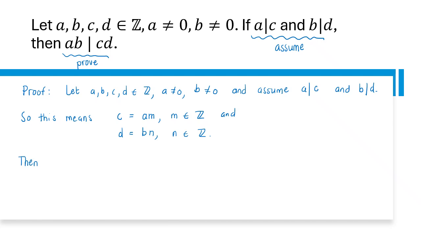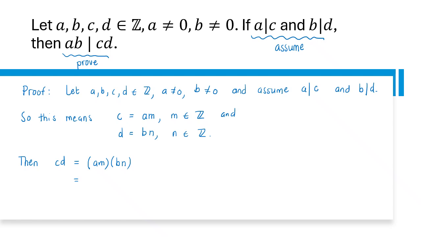What will CD be equal to? We have something that describes C. C is equal to AM. And we have something that describes D. D is equal to Bn. Again, we can use the properties of integers here. We can rewrite this. Commutativity says the order in which we multiply is not important. Associativity says we can group together certain integers or factors without changing the meaning.